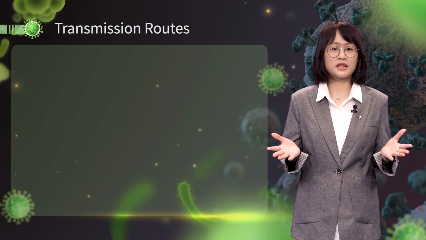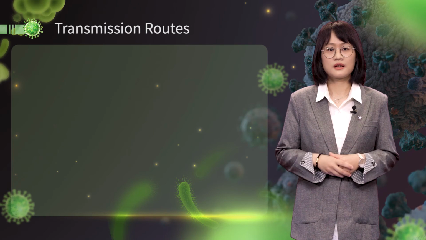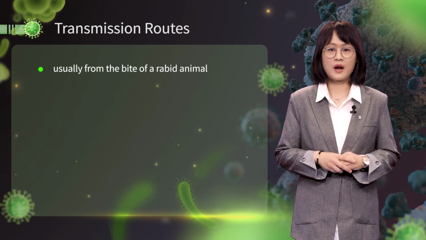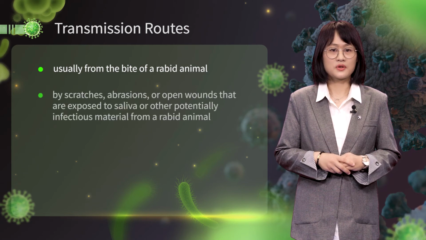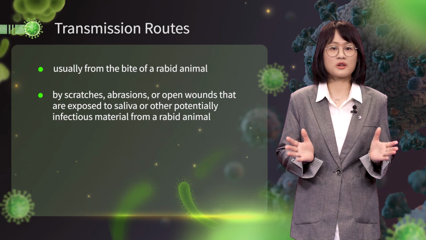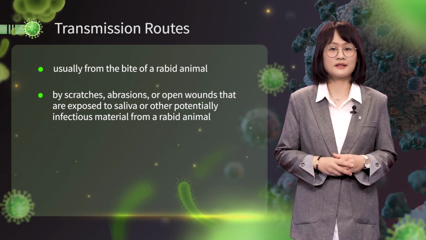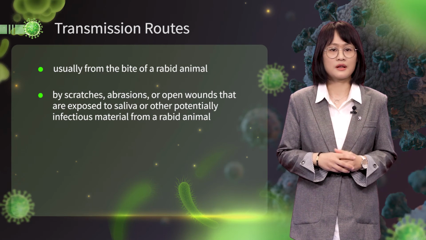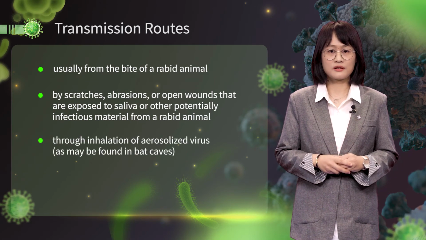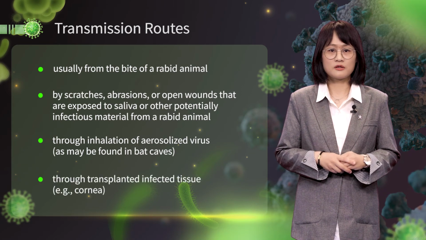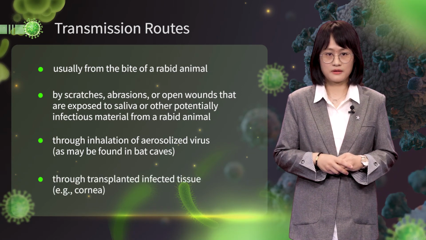How can an individual become infected? The routes can be from 1. The bite of the rabid animal. 2. Scratches, abrasions, or open wounds that come into contact with saliva or other infectious material from a rabid animal. 3. Inhalation of the aerosolized virus. 4. Corneal and organ transplants.